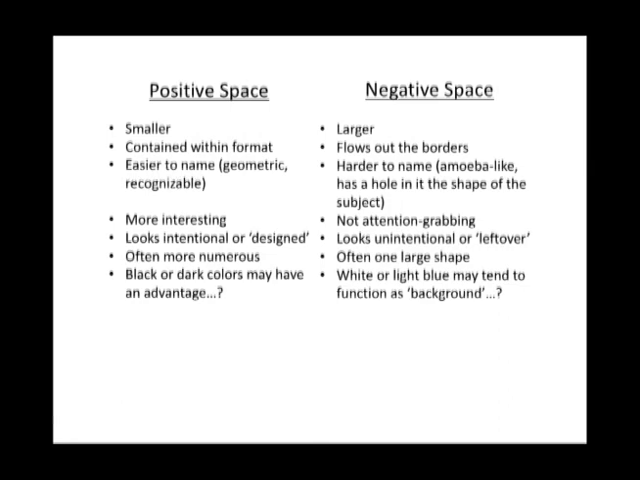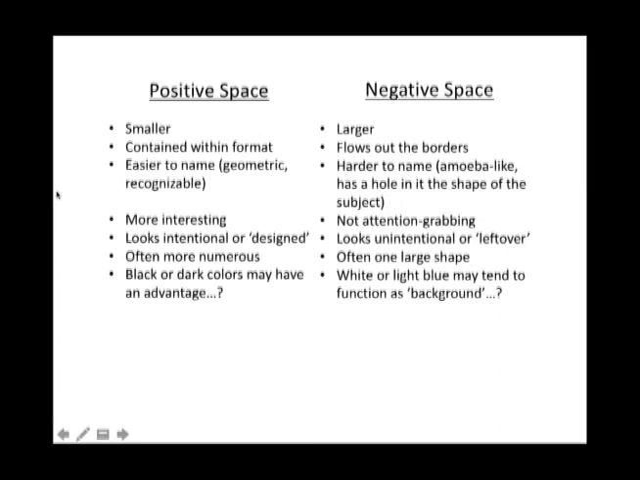So what I'd like to do is develop a theory with you about what makes a shape appear positive and what makes a shape appear negative. We've seen that these concepts are a little bit fluid and that they're subjective. In other words, some of these factors will be stronger for some viewers than they are for other viewers. But in general, I would like to suggest that positive shapes are smaller than negative shapes. It's hard to make a shape appear positive against a background if it's way, way larger than the background. Not impossible, but harder. Positive shapes are typically contained within the format.